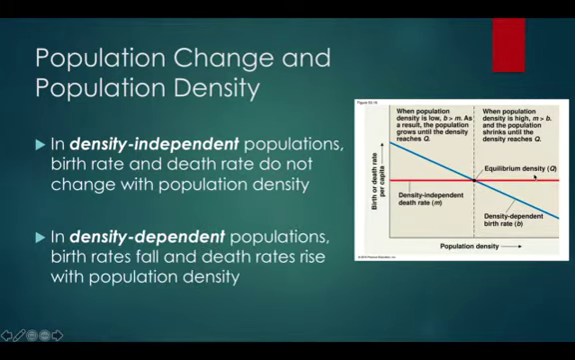In density dependent, birth rates fall and death rates rise with population density. So this is density dependent. The density of the population depends upon the amount of birth and death rates.